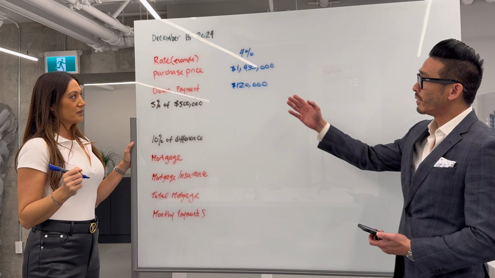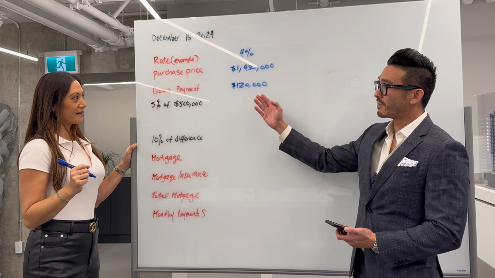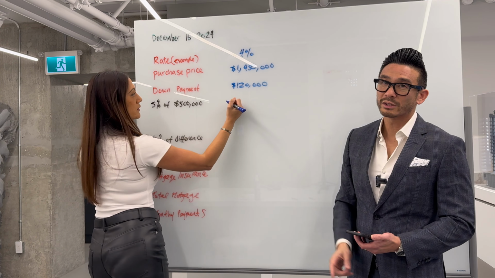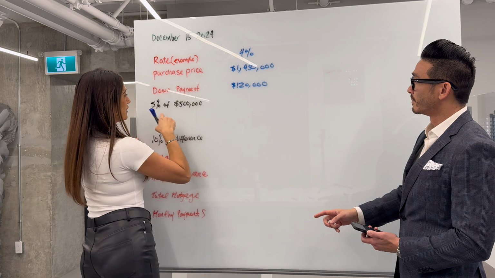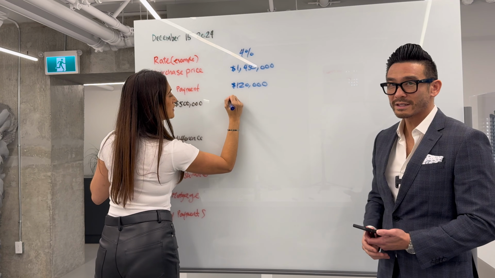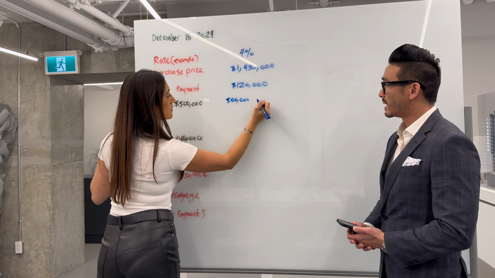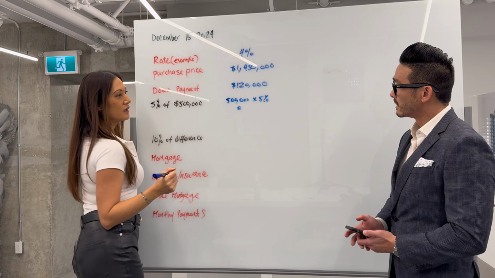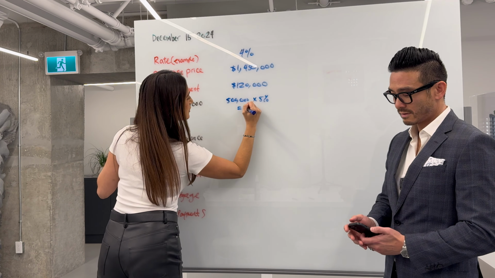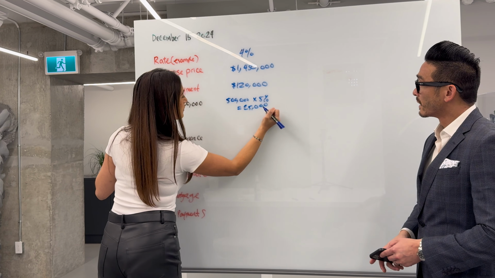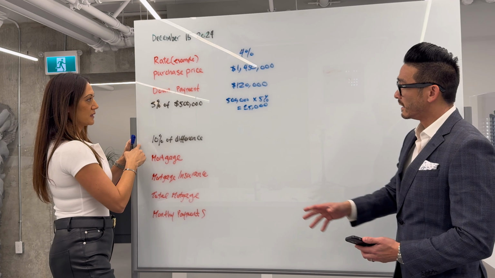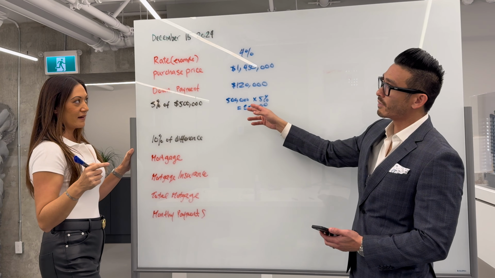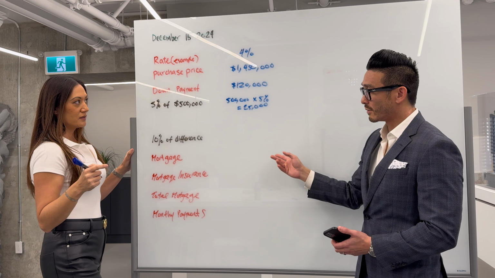We're going to break down how we got that number. On $1.45 million, the first 500,000 is a minimum of 5%. So that's going to equal 25,000. So we went 500,000 times 5%? Yes, $500,000 times 5% equals $25,000.